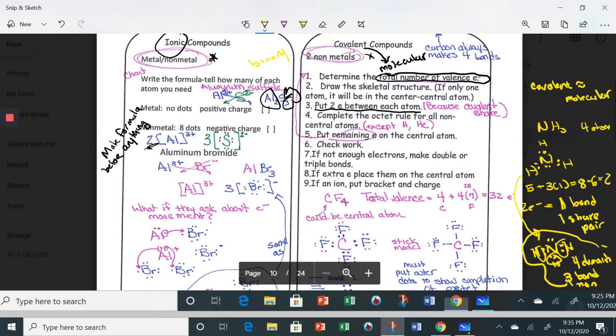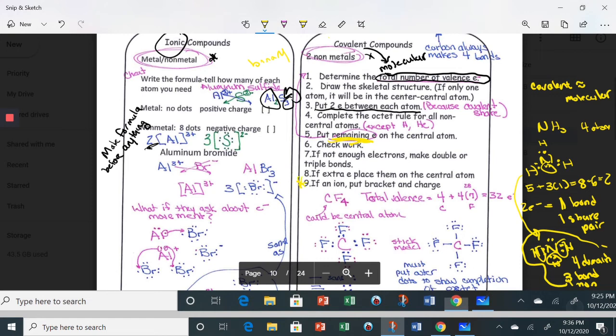So then anything that isn't shared goes on the center atom. And then if you don't have an octet where there should be, you have to make an octet by sharing double, triple bonds. And then if you have any extra ones, so let's say 7 and 8 won't happen at the same time, right? Well, not really. There is an exception I can think of, and we'll do it in class. But usually if you have 7, then you're not going to have 8.